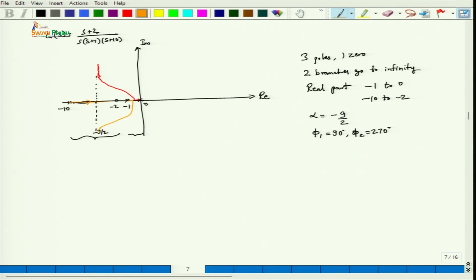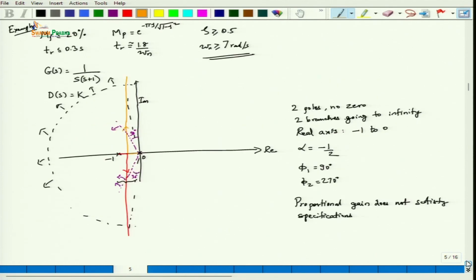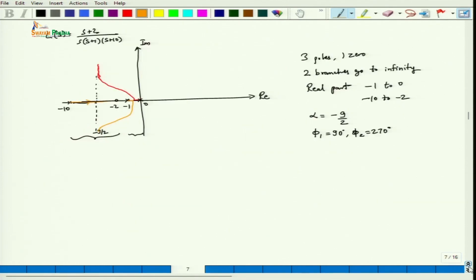So now if we make those specifications of having our specifications that omega n should be greater than or equal to 7 radians, what we can do is something of this one. So it will intersect our root loci and the angle will be greater than 30 degrees.